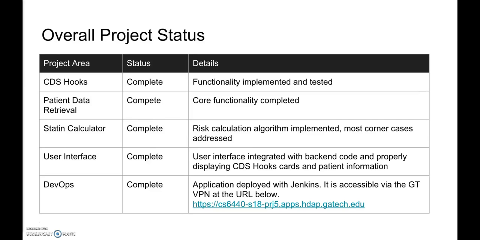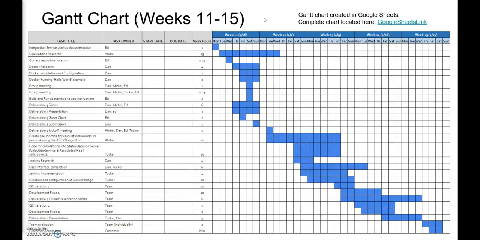For DevOps, the application is deployed with Jenkins. It is accessible via the Georgia Tech Virtual Private Network at the URL displayed here. This is the Gantt chart for weeks 11 through 15. The Gantt chart was created in Google Sheets, and a complete view of the chart can be seen at this link. As you can see, most of the tasks associated with the development of the application were completed by the end of week 14.